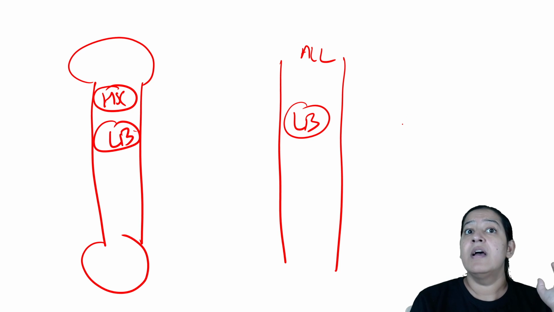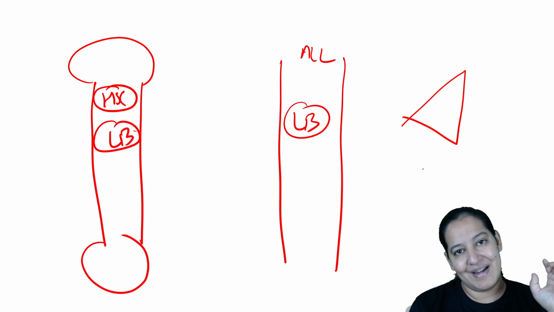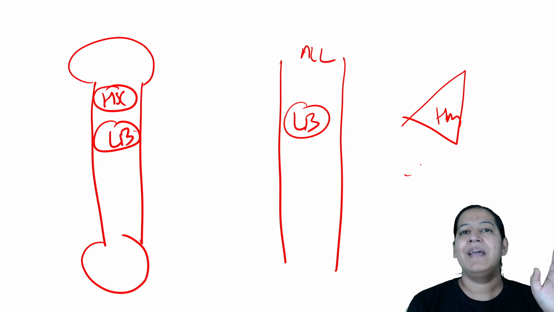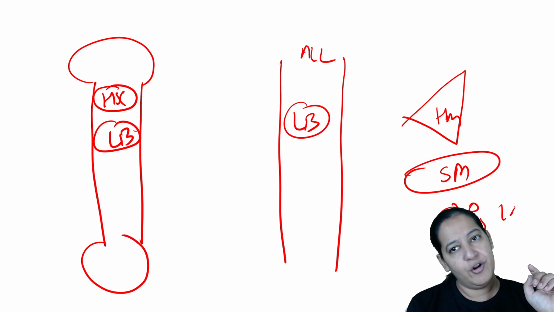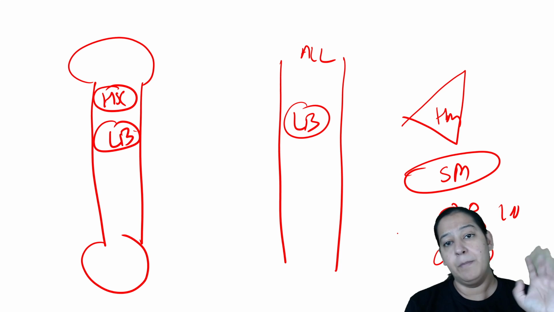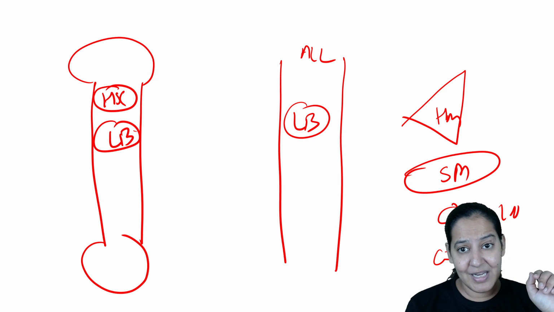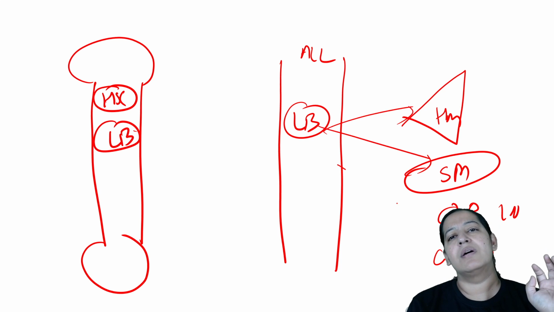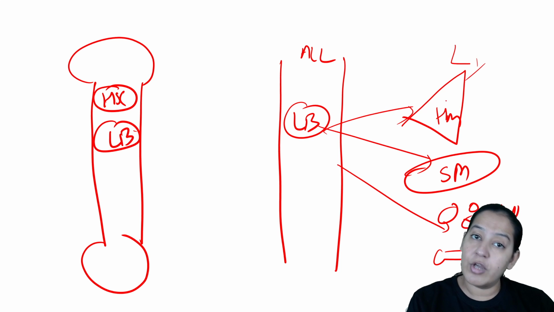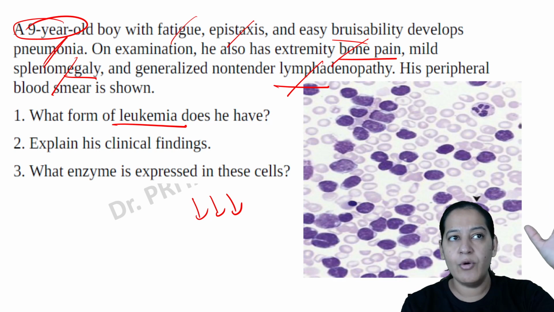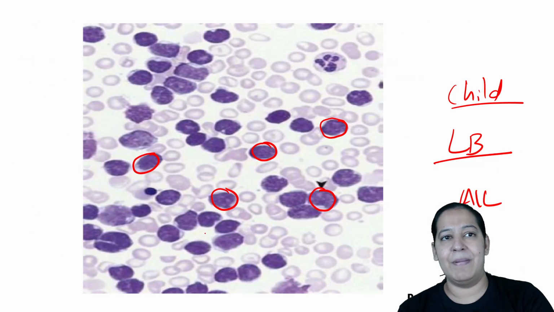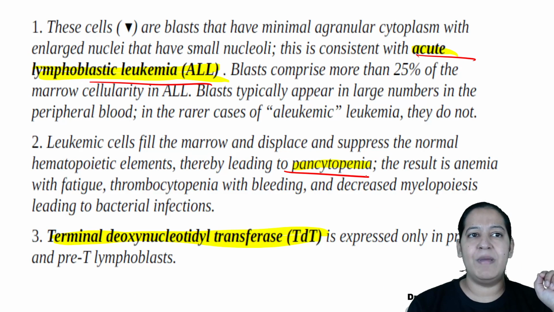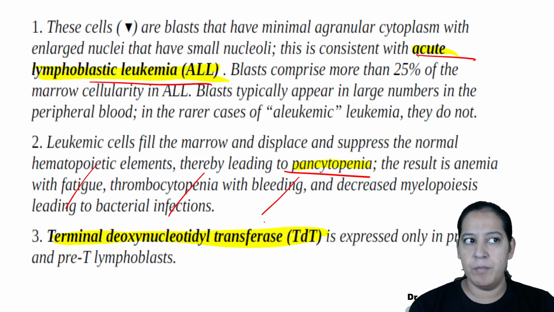After coming into the blood, they enter various organs. They enter the liver causing hepatomegaly, the spleen causing splenomegaly, the lymph nodes causing lymphadenopathy, other bones causing bone pain, and the CNS also. They enter various organs and produce lymphoma. So leukemia got converted into lymphoma. This is how you can explain the clinical findings. Due to pancytopenia, the patient is having fatigue, and thrombocytopenia causes bleeding, and he is having bone pain.